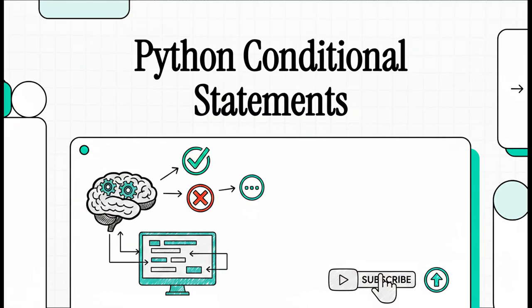Hey everyone! Today we're jumping into something that's, well, at the very core of programming: how to make your code actually think. We're talking about Python's conditional statements. These are the tools that let your code make decisions and react to different situations.